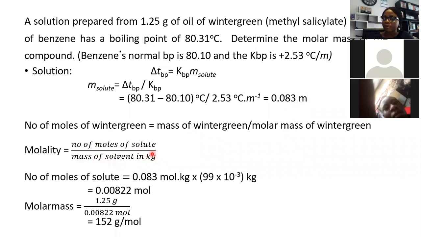This is very, very important. This is where a lot of people make mistakes. They forget to convert the mass of solvent to kilogram. So always take note of this. Molality is equal to number of moles of solute divided by mass of solvent in kilogram.